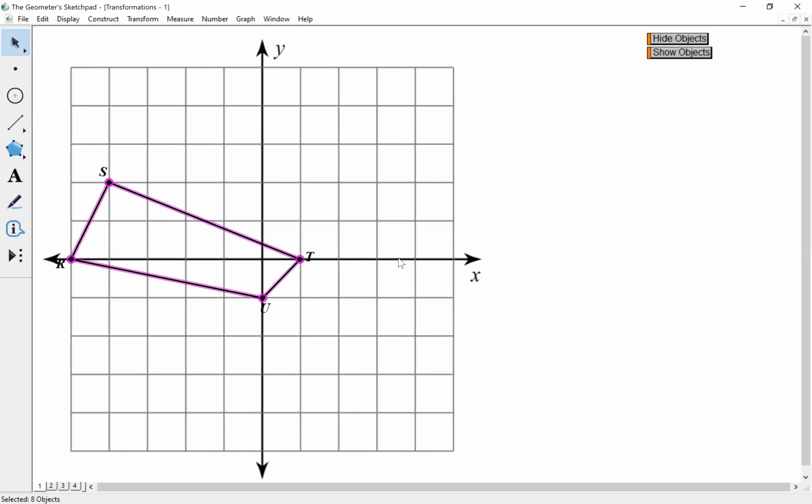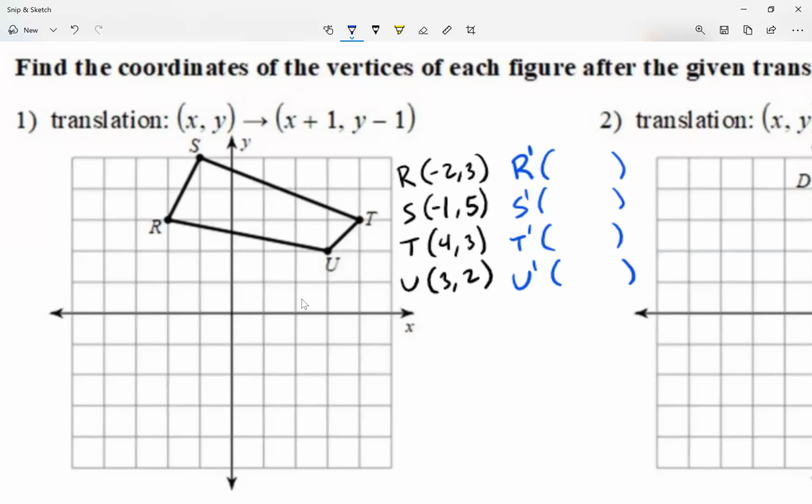When I look at the X value on the coordinates here, my X value is going to tell me right or left. If it says plus, I move to the right. If it says minus, I move to the left. So in this case, I'm going to be moving to the right one space. So it says grab this figure and move it to the right one space.